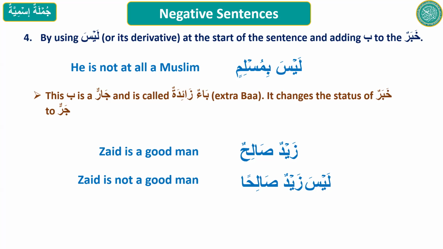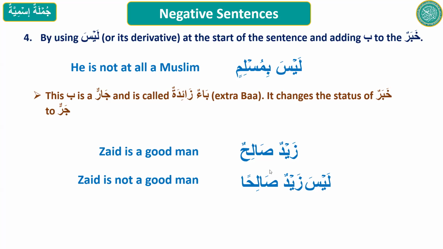Laysa Zaidun Salihan. Zaid is ismu Laysa, Salihan is khabru Laysa, like khabru Ma and ismu Ma. Similarly, this is how we label them now. We don't say Zaid is a mubtada. We say it is an ismu Laysa. This is just how the grammarians want to label them. It's not a big deal though. Zaid is ismu Laysa and Salihan is khabru Laysa.